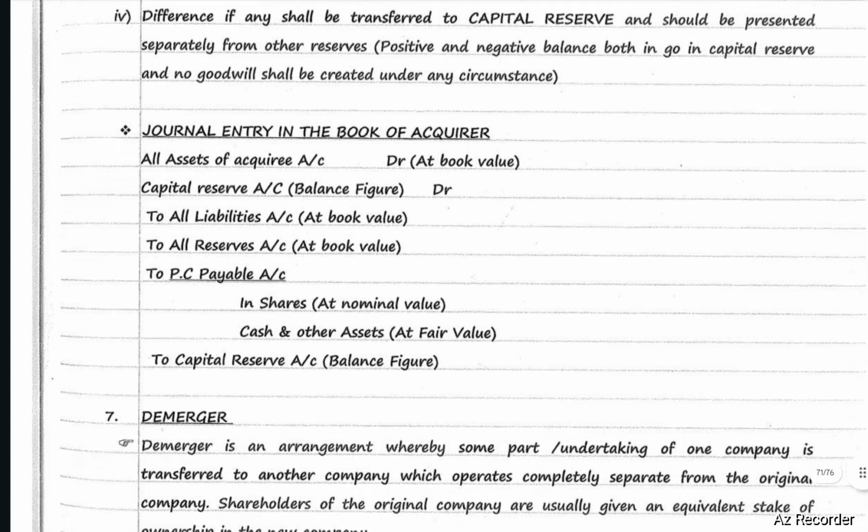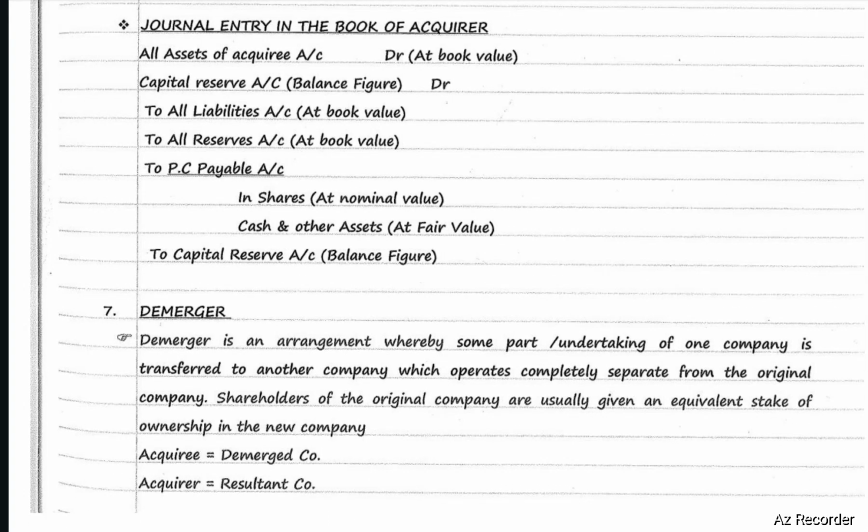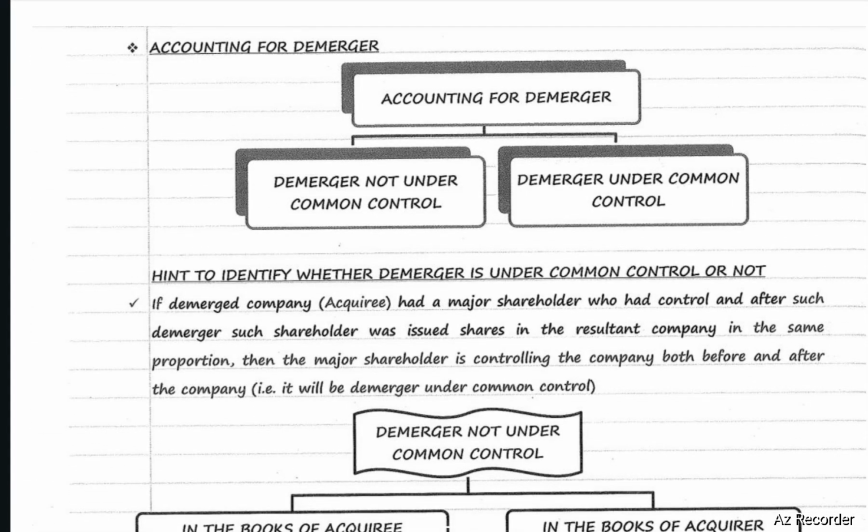Next, demerger. Demerger is an arrangement whereby some part or undertaking of one company is transferred to another company, which operates completely separate from the original company. Shareholders of the original company are usually given an equivalent stake of ownership in the new company. Here, the company being demerged is called the demerged company. The acquirer company is called the resultant company. Accounting for demerger is done in two ways: demerger not under common control and demerger under common control.